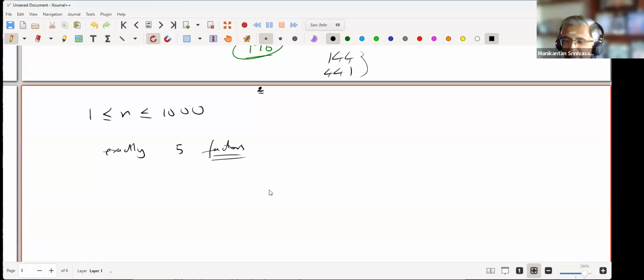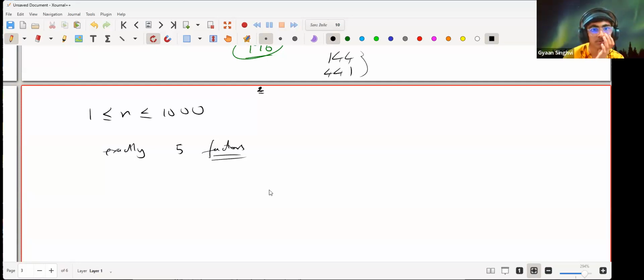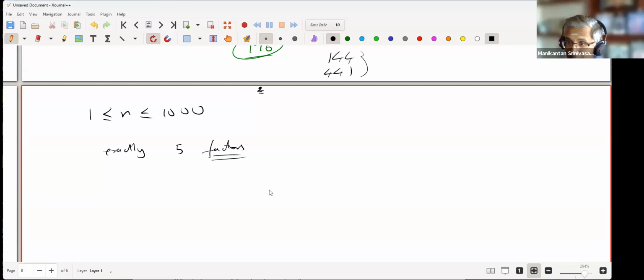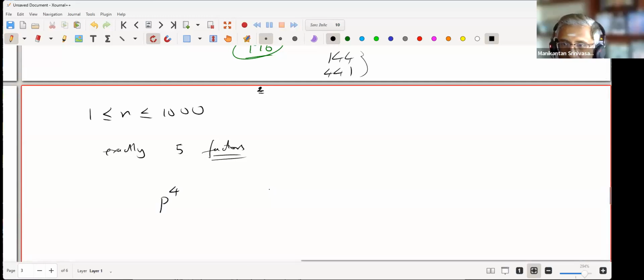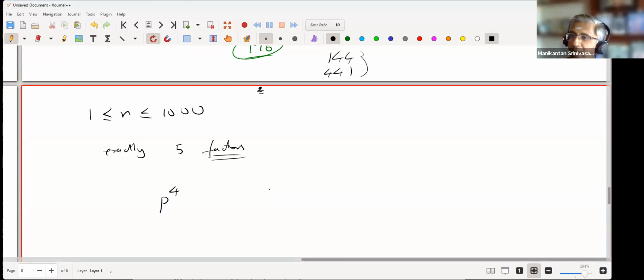Squares of perfect squares means fourth power. Is that what you want to say, Gyan? Yes, sir. Almost right. One small detail you're missing, an important detail. He's saying fourth power because when you have a fourth power, you'll have 4 plus 1. Fourth power of what, Gyan? Of prime numbers. So it must be a fourth power of a prime number. Only then will such a number have 5 factors.